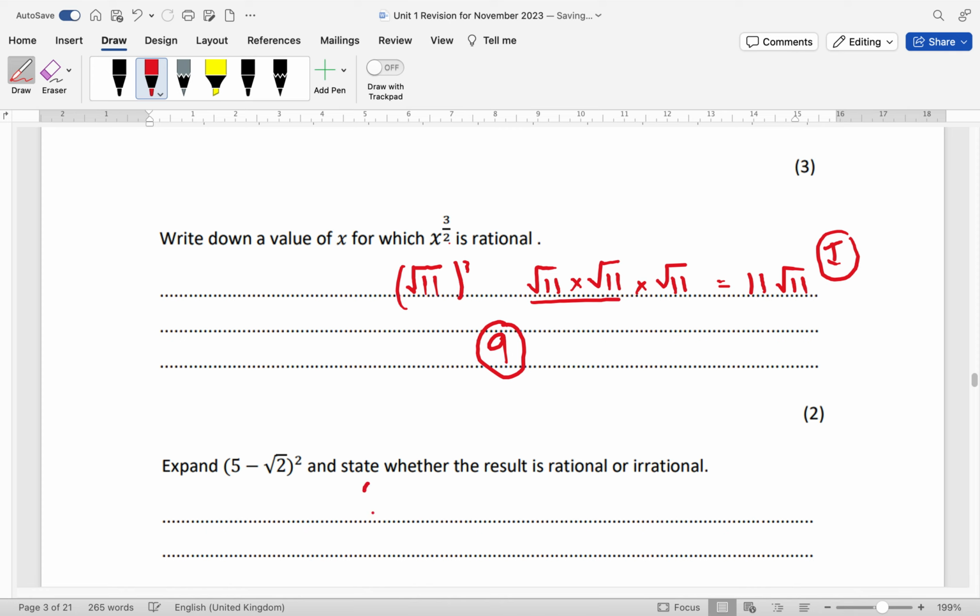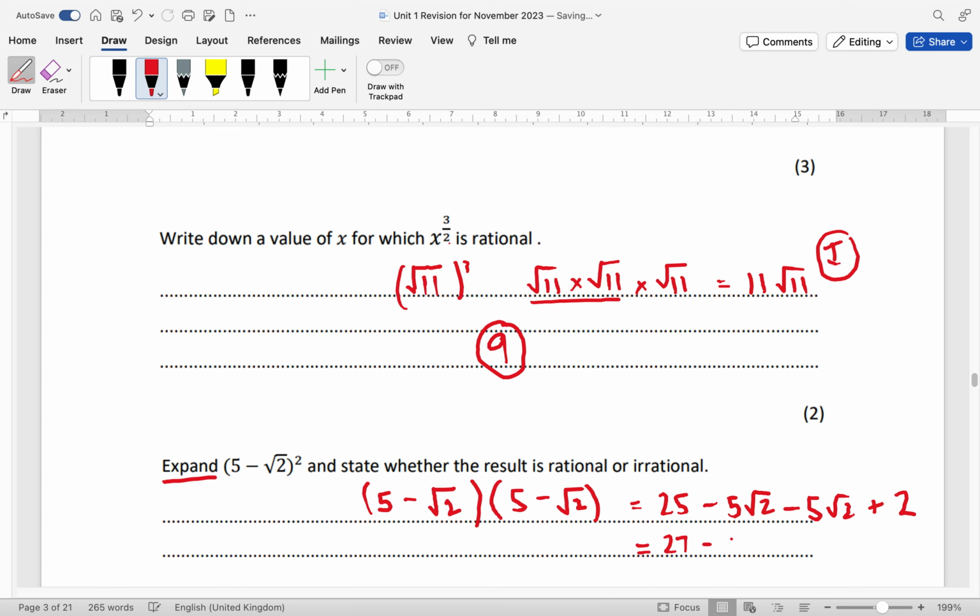If you see a bracket squared, please do write it twice and then expand. Don't just square both the things, because there's more to it than that. 5 times 5 is 25, then minus 5 square roots of 2, then the outers minus another 5 square roots of 2, and then minus times a minus is a plus, and square root of 2 times square root of 2 is 2. Collect the numbers, and minus 5 square roots, take away another 5 square roots, is minus 10 square roots.